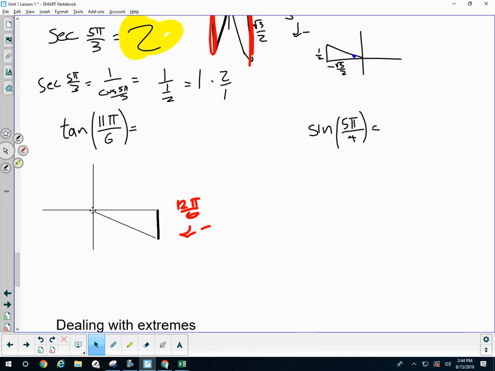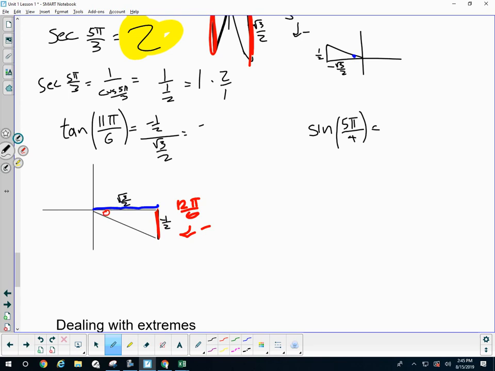11 pi over 6 creates my shorter 30, 60, 90 triangle. In my shorter 30, 60, 90 triangle, the vertical side is the shorter side, but it's negative because I'm going down. The horizontal side is the longer side. It is positive. I'm going to the right. Tangent, opposite over adjacent, in the unit circle, with my reference angle always being there next to the x-axis. Opposite is always vertical. Adjacent is always horizontal. So, vertical divided by horizontal.